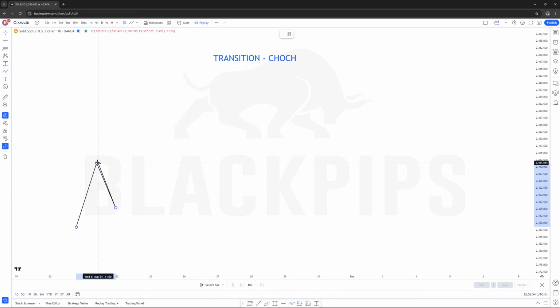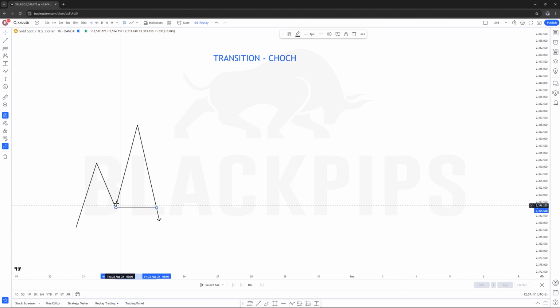So we say that we have to break this high here in order for us to say we are still in the bullish trend, but also we have to respect this low here. So if the market comes and closes below this low here, here is where we find our transition, because the market has failed to respect that previous higher low. So here is where I mark my transition.